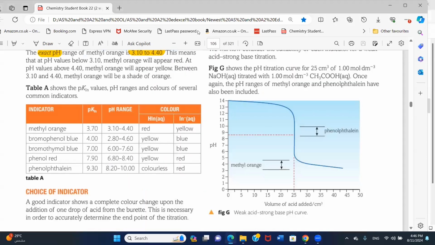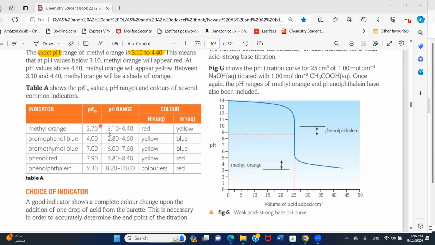This table shows you that methyl orange, as we said, exactly changed its color at a pH of 3.7, which is its pKIn indicator. But it has a range. Yani, the 3.7 will lie within the range.